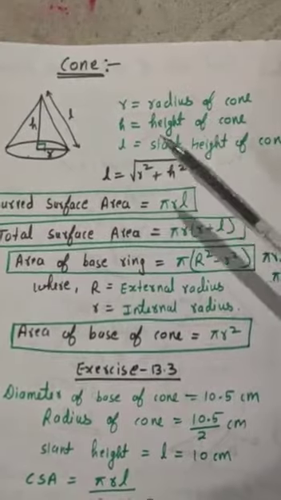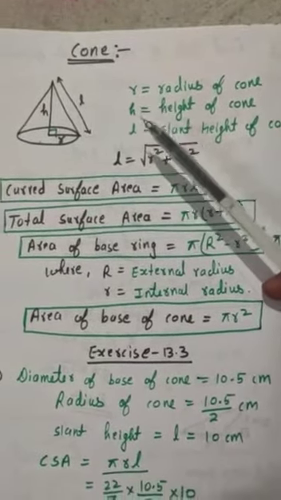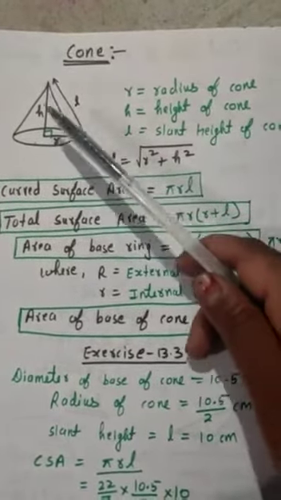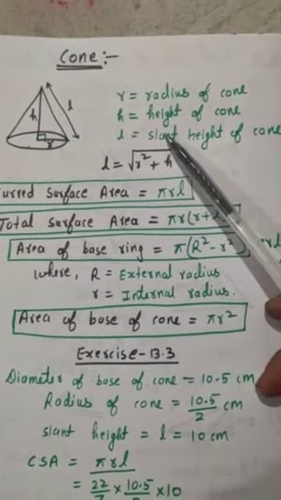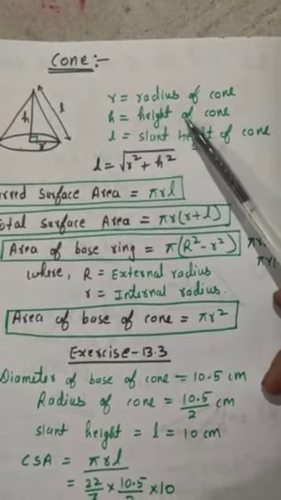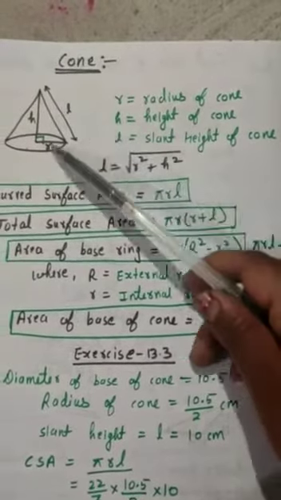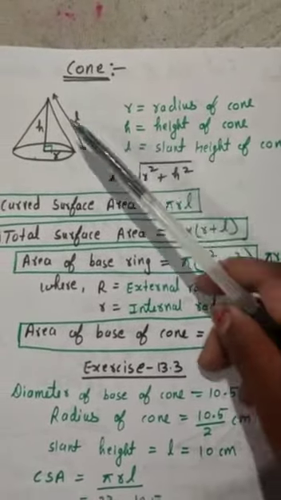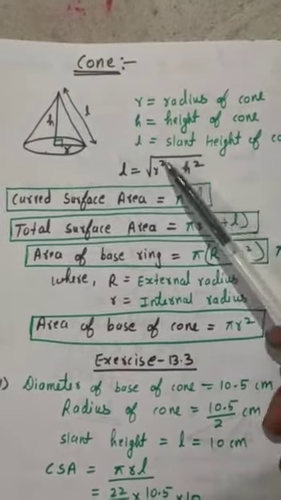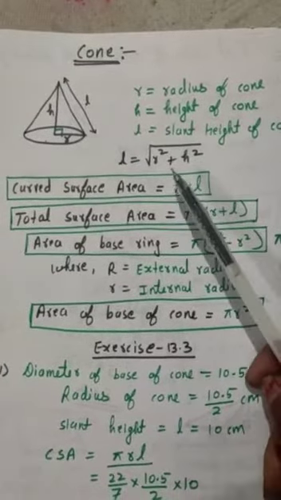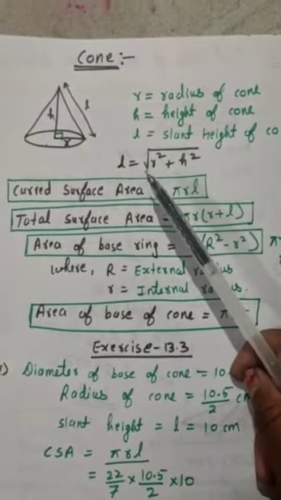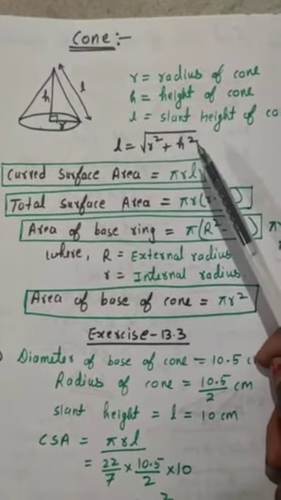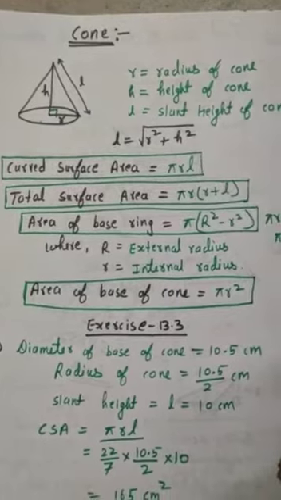Radius of cone is denoted by r, and you know in a cone there are two heights. One is this vertical height and one is slant height. So h denotes the height of the cone. This vertical one is denoted by h and the slant one is denoted by l. And you know there is a formula for calculating l when you are given radius and height, which is square root of r square plus h square. So this you have to remember.